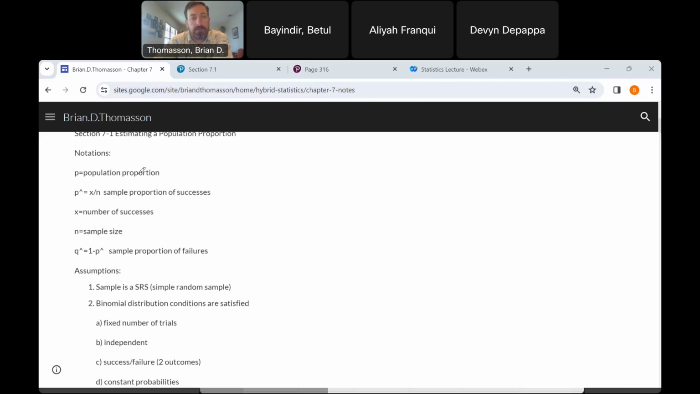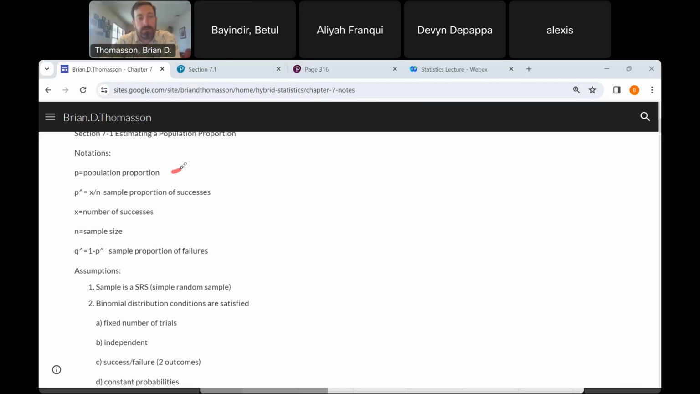Notations, these we've seen before. P is our population proportion. That's what we're going to be trying to estimate. Our p hat, which is x over n, we talked about in chapter 5. That's our sample proportion. X is the number of successes, n is our sample size, and q hat, which is 1 minus p hat, is the proportion of failure. So all that we've seen in chapter 5.